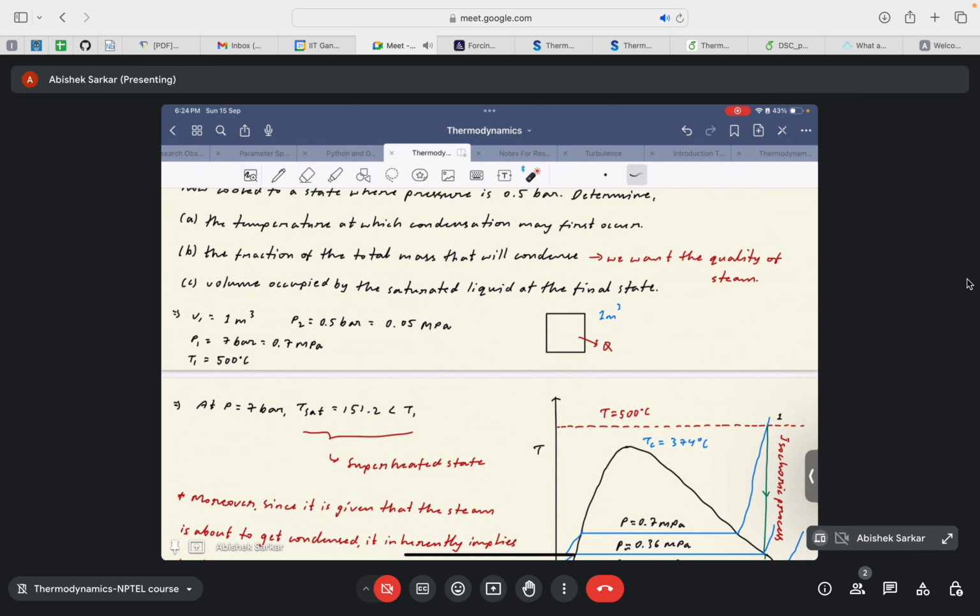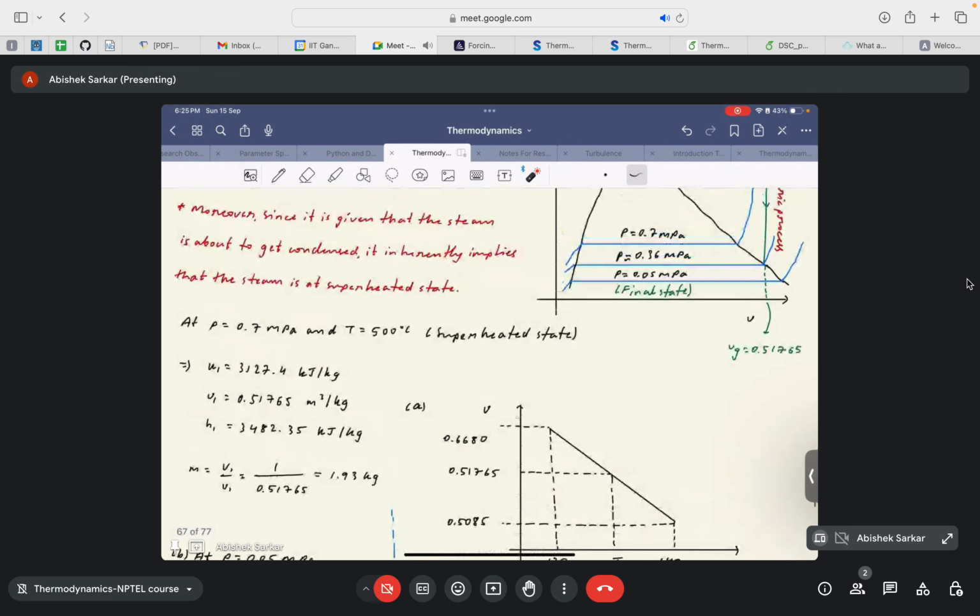So quality of the steam basically gives us the mass fraction of the gas in the mixture. What we need to find is the mass fraction of the liquid in the mixture. Okay, so once you find the quality, just do 1 minus the quality and you will find the quantity of the liquid in the mixture. Okay, that is what we need to find.